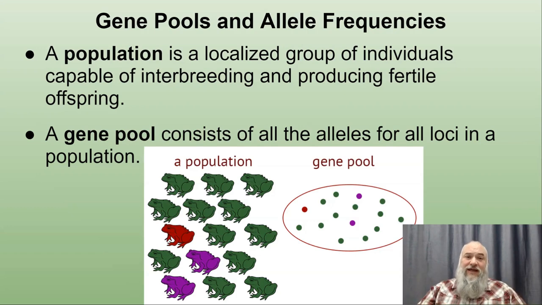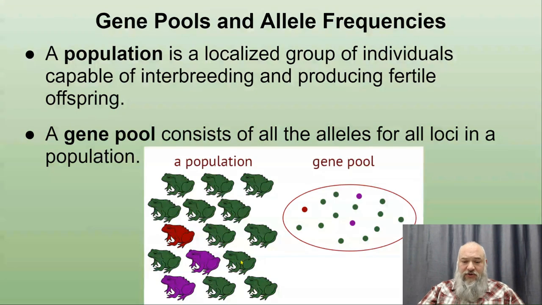Every population has a gene pool, okay? And a gene pool consists of all the alleles for all loci in the population. Keep it simple. It's all the alleles for all the genes in the population. Each gene is a locus. That's a little spot on the DNA where that gene resides, and you've generally got two alleles for that gene, right? Now that might be the same alleles, homozygous, or it might be heterozygous, like we learned about before.